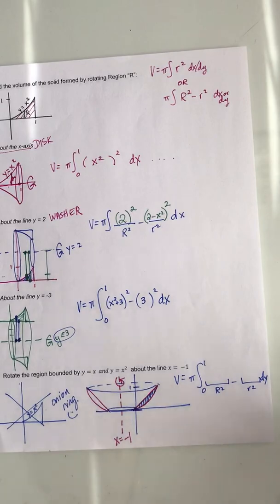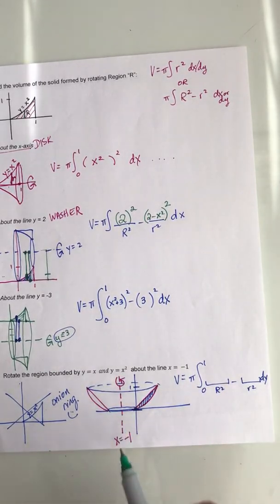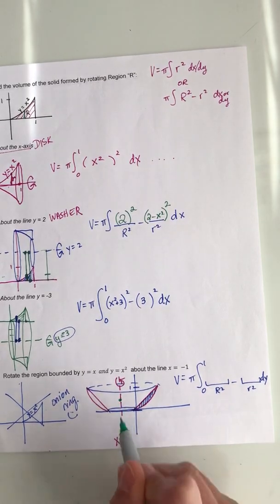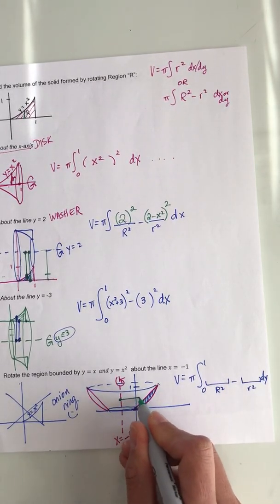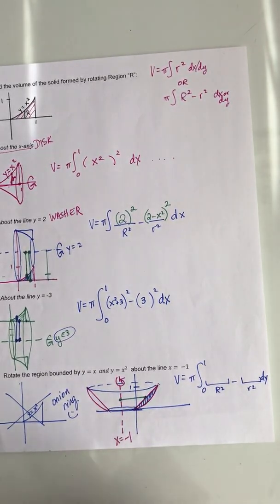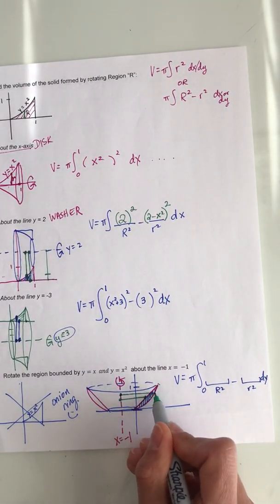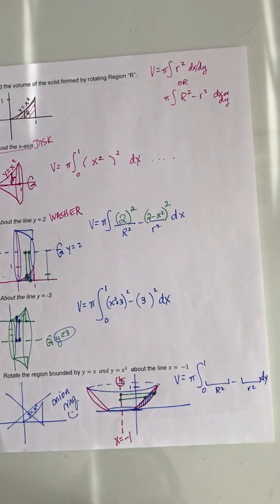Now, how do you draw your two radii? You must always draw them. You start from the axis of rotation, this one, and you go to the original curve. So you go 1, that's one of the radii, and then you start at the axis again, and you go to the other curve. Now you have to come up with expressions for those.